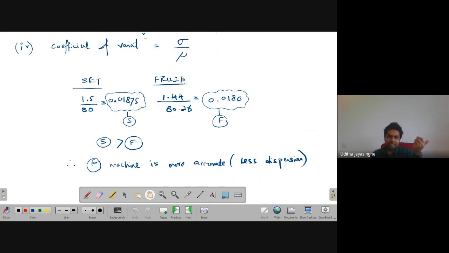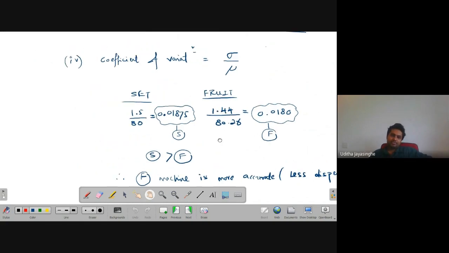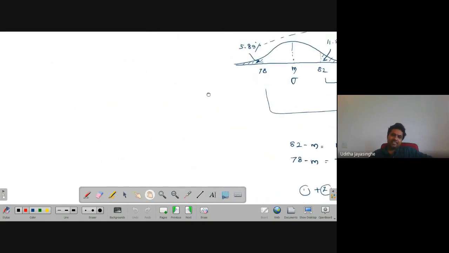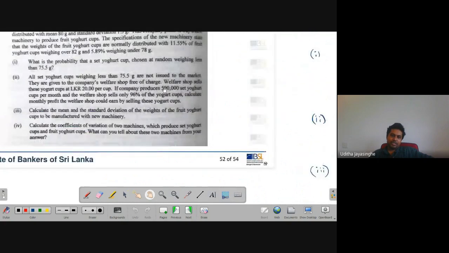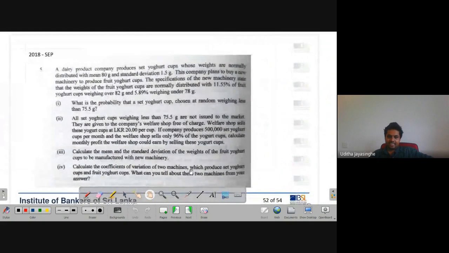So how can I conclude? The fruit machine is more accurate. Why? There's less dispersion compared to the set machine. The fruit machine is more accurate. The output is more accurate. Why? Lesser the variation. Marginal variation, but lesser. See the number of angles one question can test at the examination.